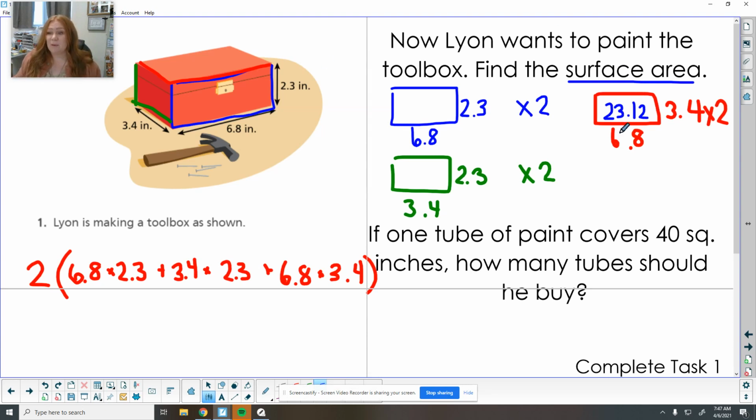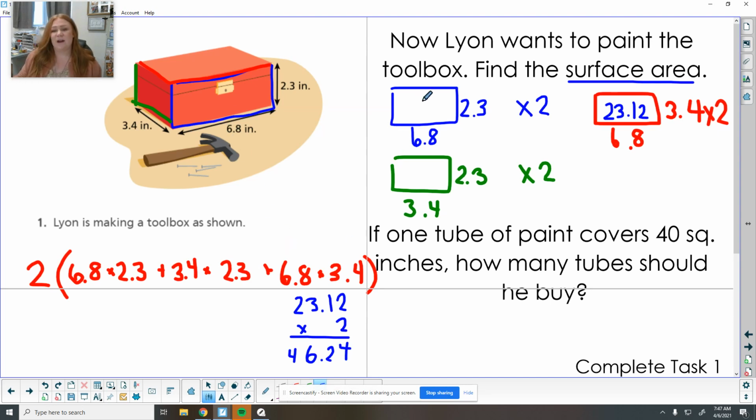So we need to double this one. 23.12 is 6.8 times 3.4, so we need to double this. Go ahead and multiply that by 2. It's 4, 2, 6, and 4 with 2 decimal places. So this one here is 46.24, the red one, the top and the bottom.